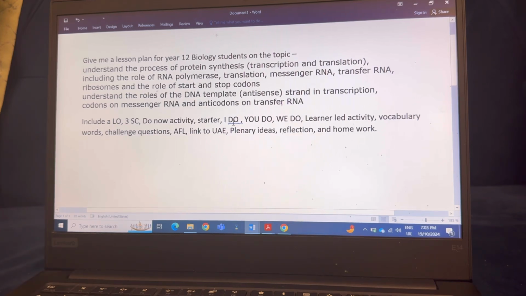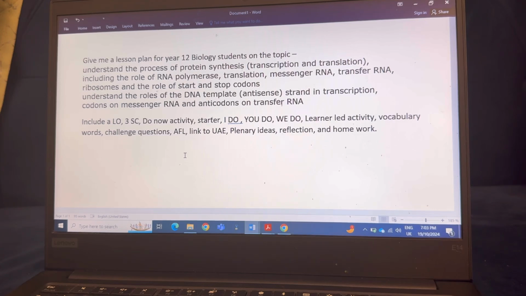So first is I do. We do means both me and my students do it together. And then you do is something I give my students individually so they can do it. Then I need a learner-led activity, vocabulary words related to this topic, challenge questions. If there are very good students who finish the task faster, I need to have some ready questions which will challenge them.